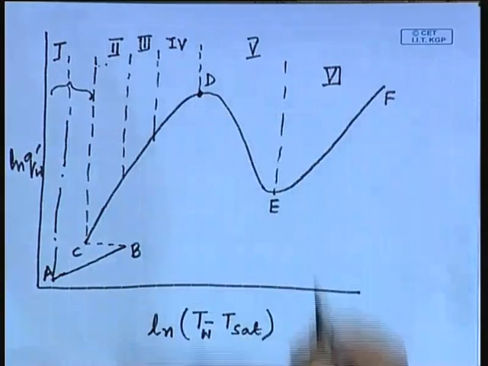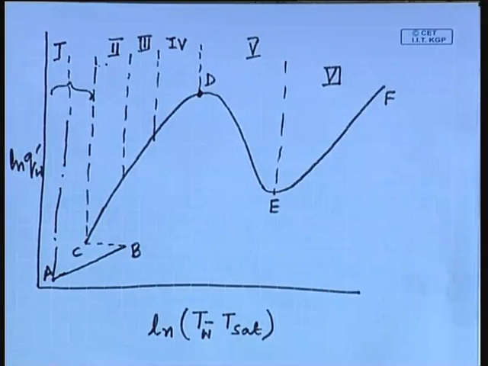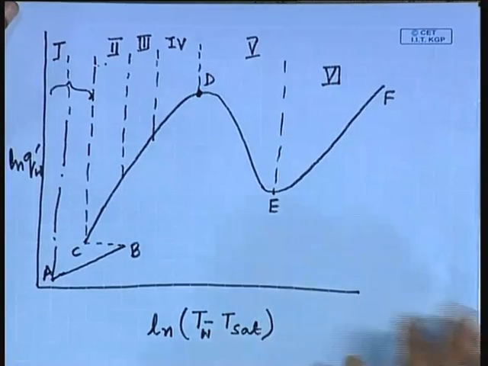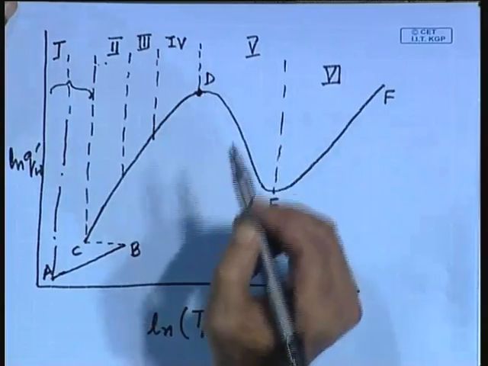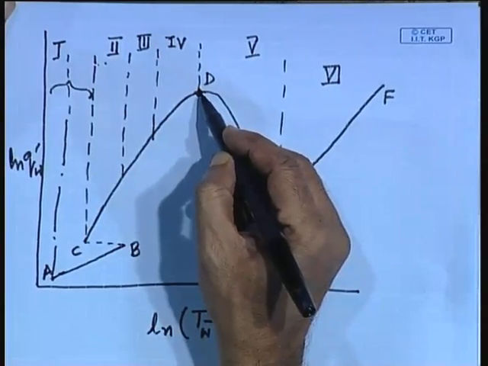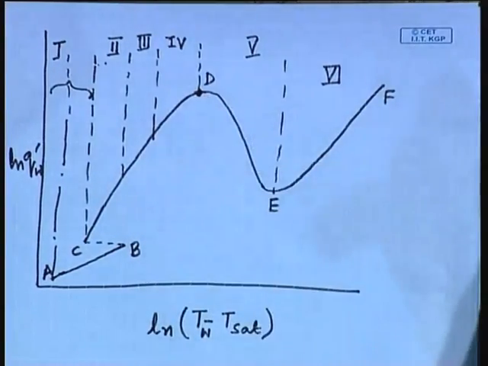Suppose in a boiler, we want to operate within this regime only. Then D is a very important point. So, D is called the maximum heat flux or critical heat flux point. So, here we can see this is the full exploitation of nucleate boiling heat transfer, and here we are having the maximum heat flux where predominantly bubbles are nucleating over the surface.